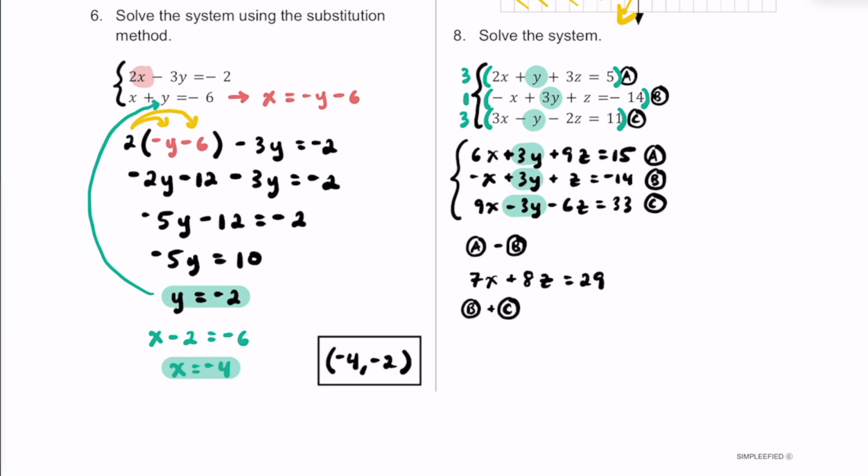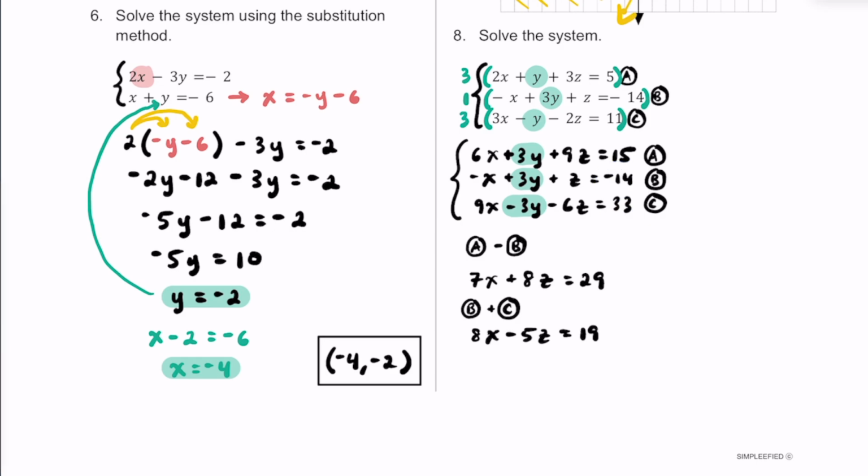So adding equation B and C together, if we have -x plus this 9x, that's going to be 8x. Let's write that down here. We have 8x. Then we take this 3y plus this -3y, they're going to eliminate, which is good. We have this 1z plus this -6z, that's 1 minus 6, or minus 5z. And then finally, we have this negative 14, plus this 33. So it's really 33 minus 14, and that's going to be 19. So I'll write 19 over here.